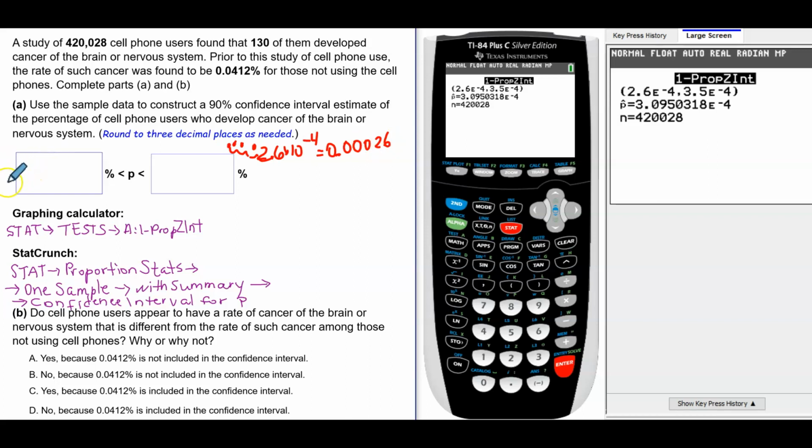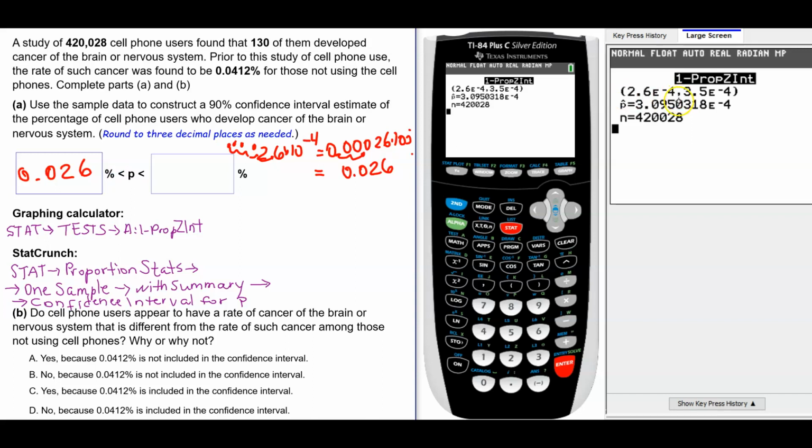Before we put it as the answer for the left limit, remember to look at what format we need to write our answer. It's a percentage, so we need to convert this number into a percentage by multiplying by 100% or moving the decimal point 2 times to the right. 1, 2. So our left limit is 0.026%.